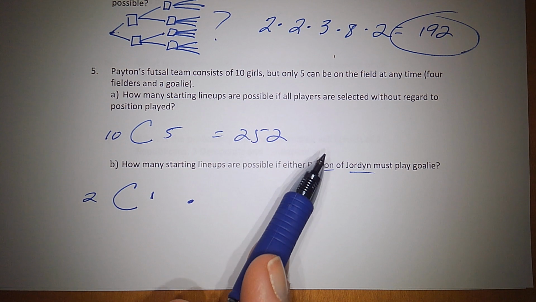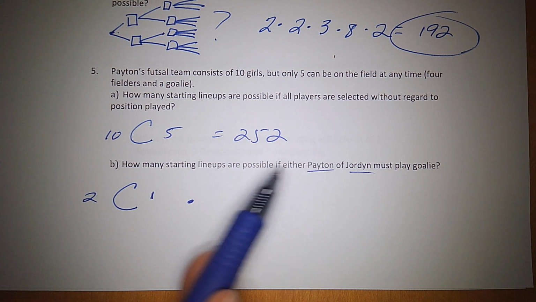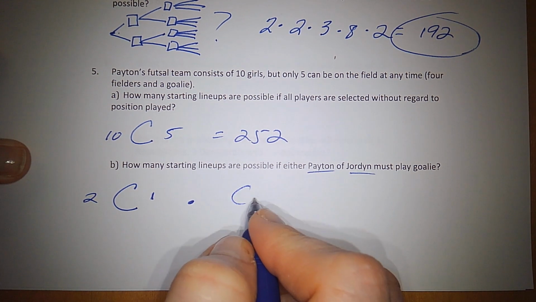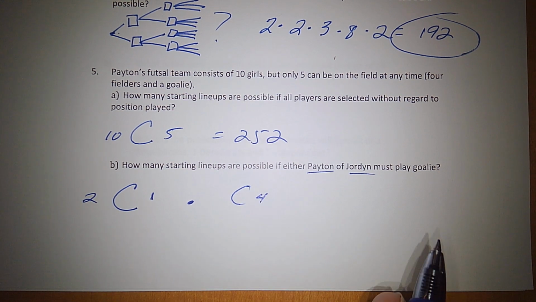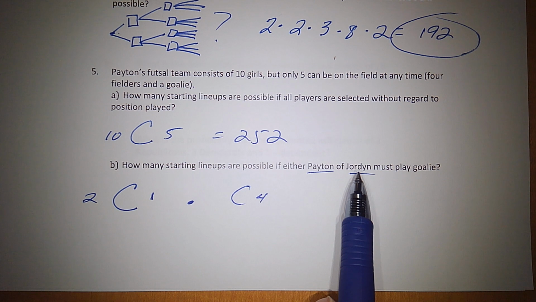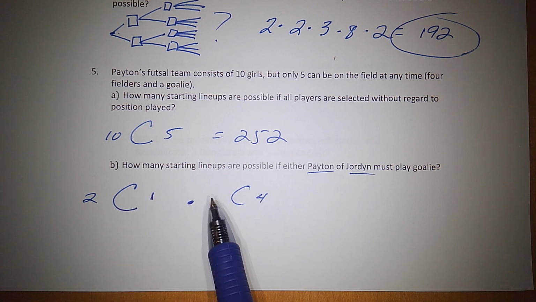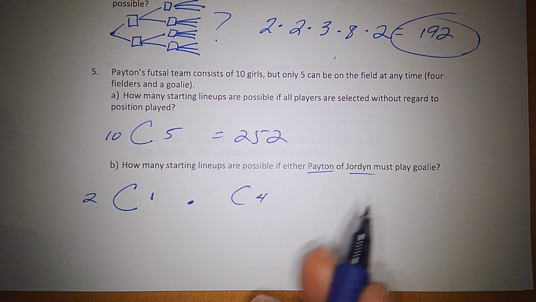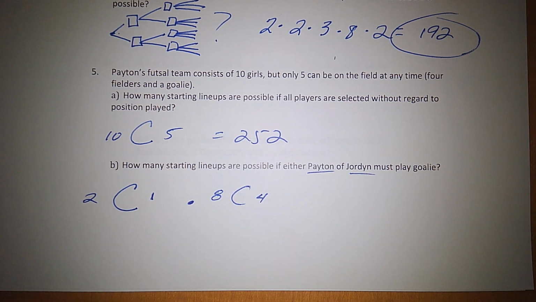So out of the hat of goalies where Peyton and Jordan's names are in, we're going to pick one name out of the 2. Then we go back into the other hat, and now we have to pick the remaining 4 players. Now we're assuming if Peyton was picked for goalie, Jordan's not going to be picked for the rest of the positions. If we assume Jordan then won't be in the other hat, we are only left with 8 possibilities.